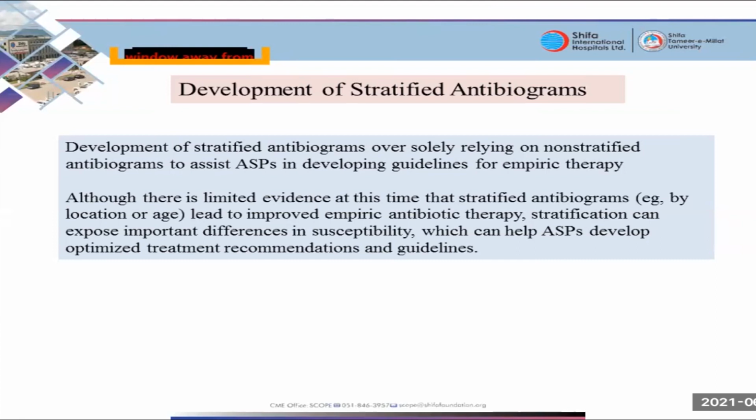Various guidelines have already highlighted its importance. In our institution, we have stratified antibiograms according to the locations, such as outpatient or inpatient. A single antibiogram which is not stratified and is hospital-wide can mask the important susceptibility differences across the institution. Certain antibiotic-resistant organisms are sometimes more common in the ICUs than in the non-ICU settings. That is why you need the stratified antibiograms.